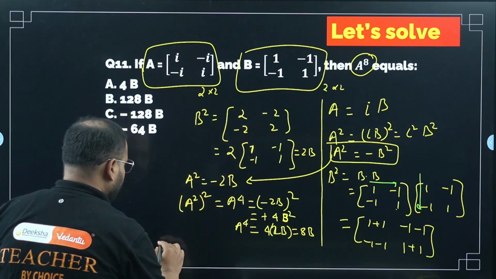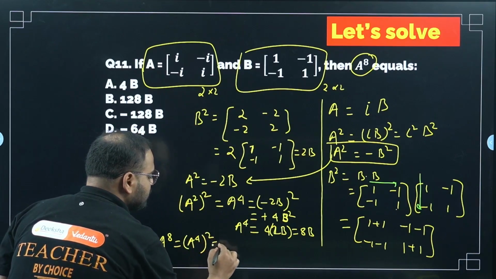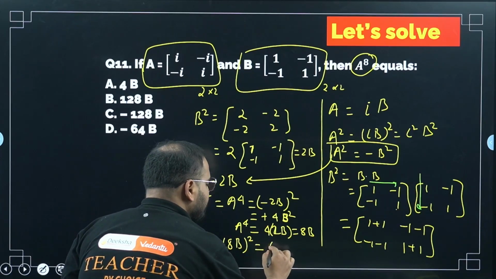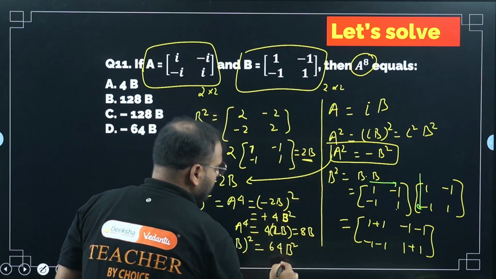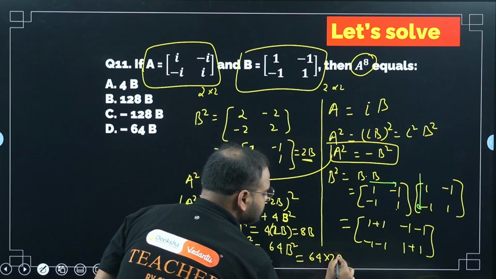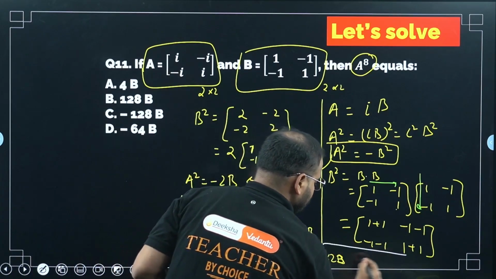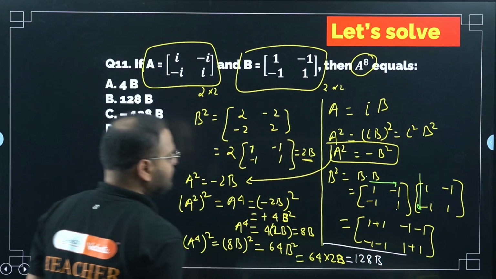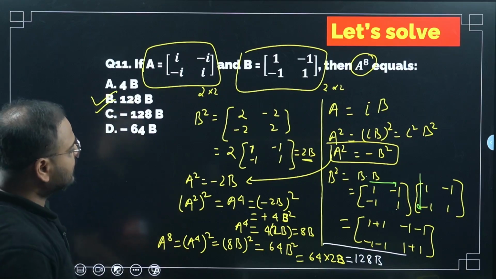Now what are you looking for? A power 8. So I can write A power 8 as A power 4 the whole square. So this will come as 8B the whole square. So this will come as 64B square. B square is nothing but 2B. See here, 2B. I can write this as 64 into 2B. 64 into 2 is what? This is 128 times B. 128B is my correct answer.